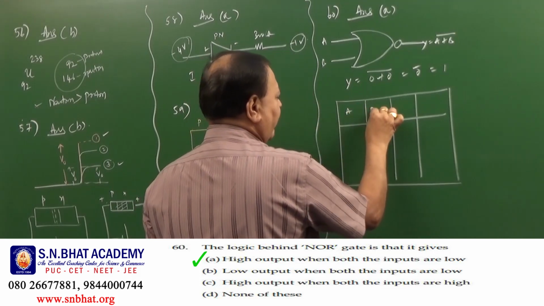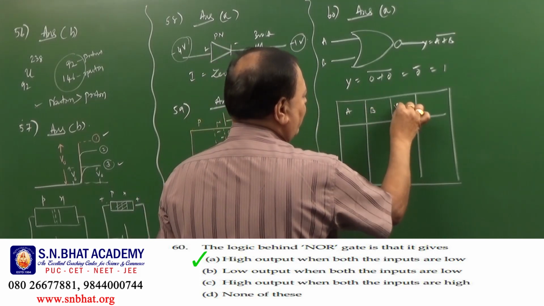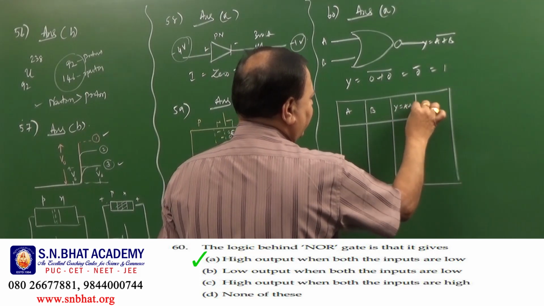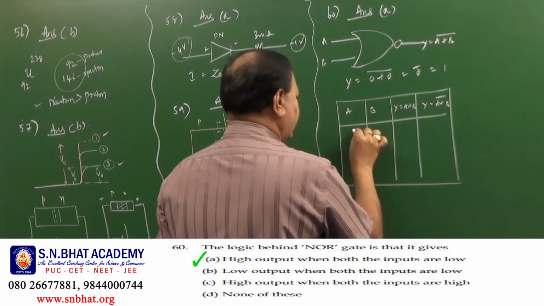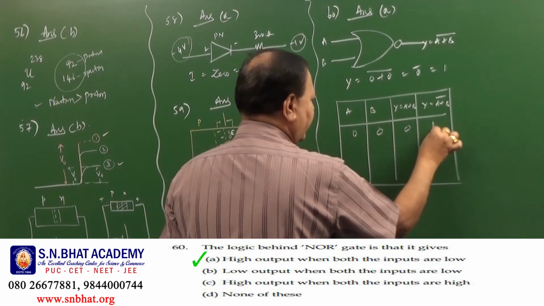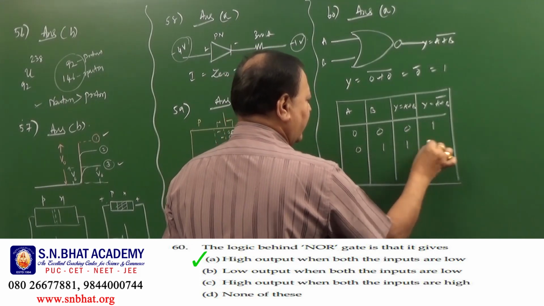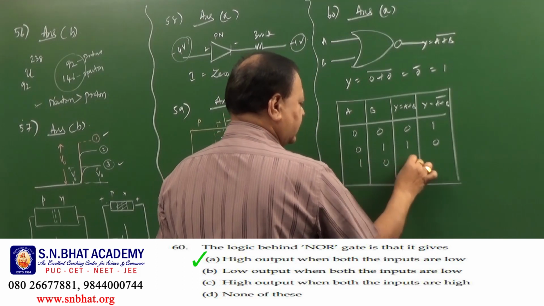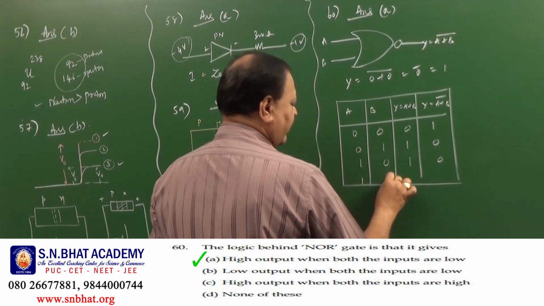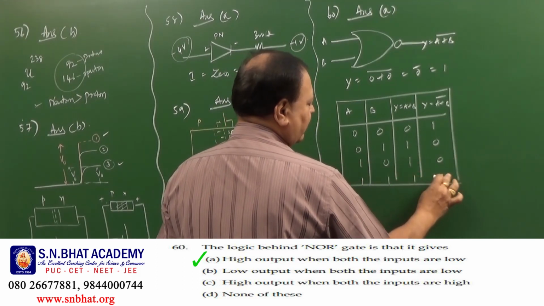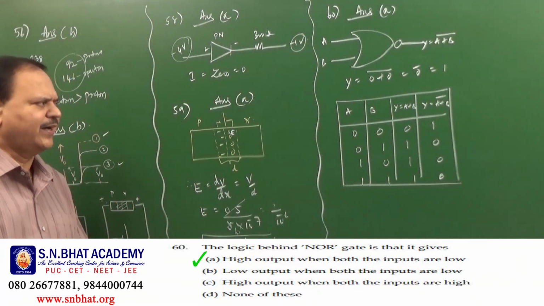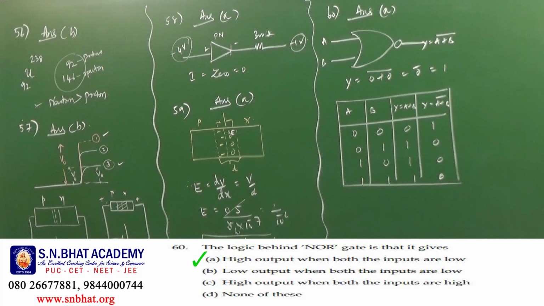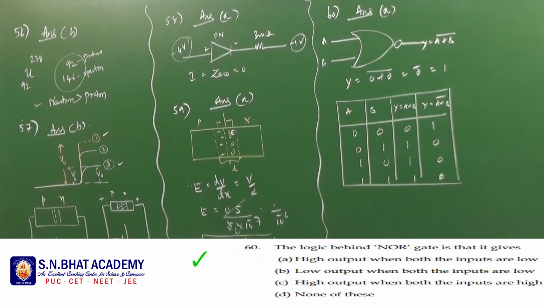Now A, B, and Y is equal to A plus B bar. You know that 0 0 gives 1, 0 1 gives 0, 1 0 gives 0, and 1 1 gives 0. So of all the alternatives, A seems to be the right answer. You mark that one. Okay.